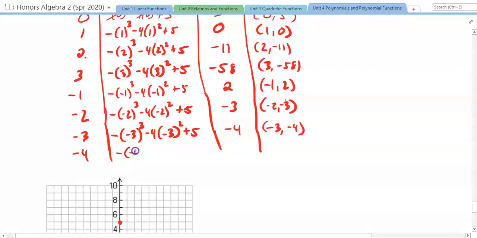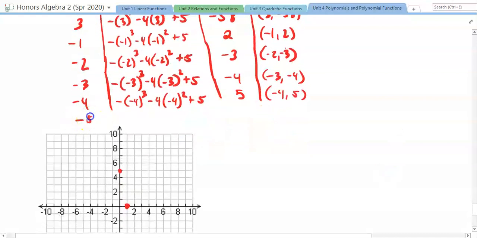So we're going to get the opposite of negative 4 cubed minus 4 times negative 4 squared plus the 5. And so this is negative 64 with the negative out front will make it positive. This is a positive 64 with the negative 4 will make it negative. So 64 minus 64 is 0. So we're just left with the 5 again. And so as we see, between negative 3 and negative 4, we're crossing the x-axis. And so let's go one more number. Let's go to negative 5 and see what happens.